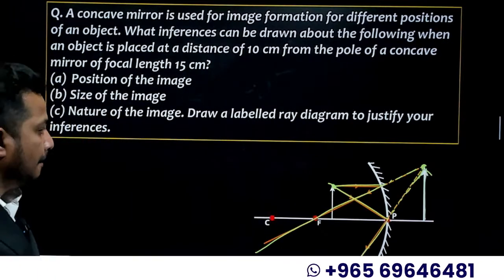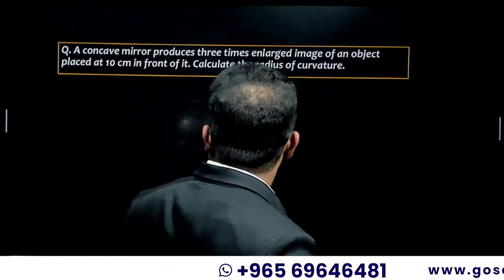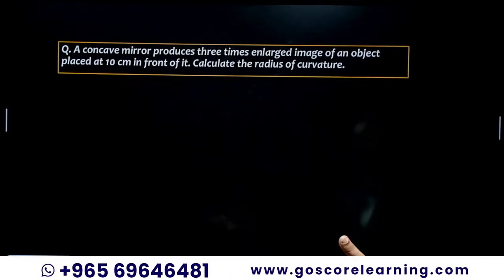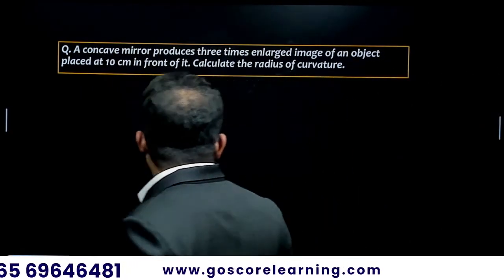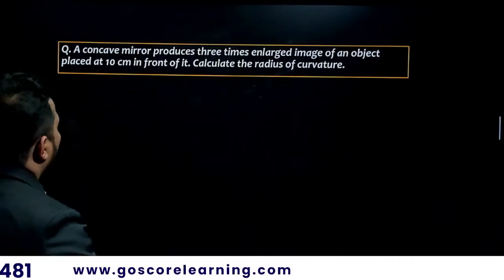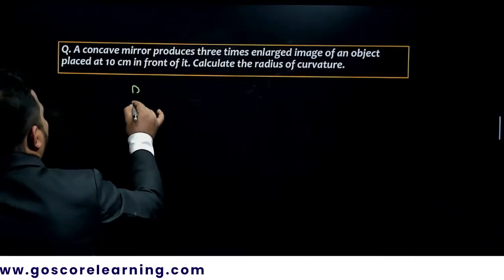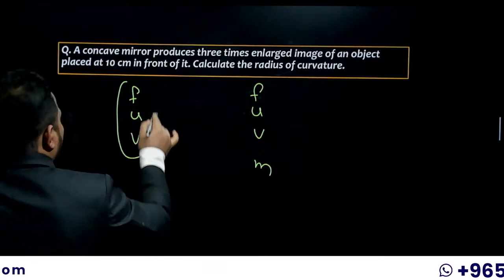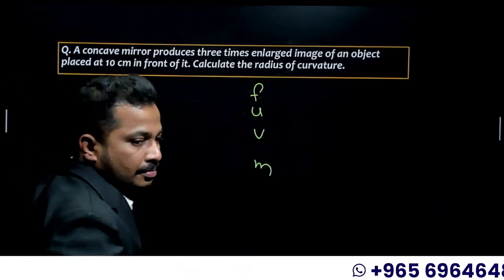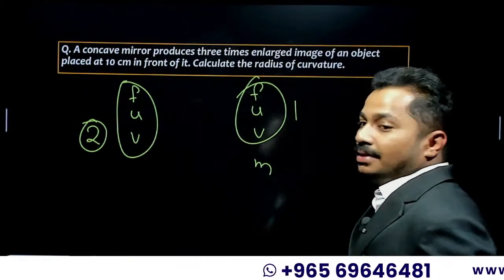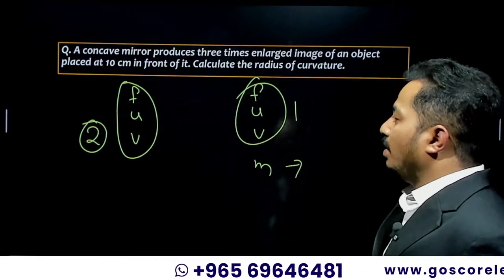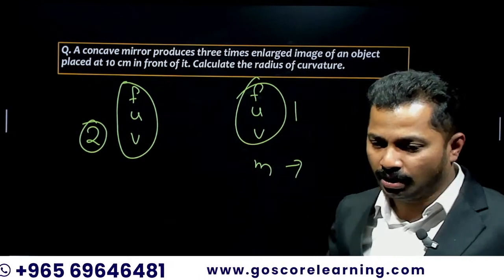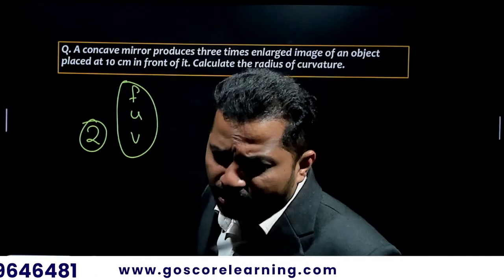Okay, fine. Next question. A concave mirror produces a 3 times enlarged image of an object placed at 10 centimeter in front of it. Calculate the radius of curvature. Here the question type is the same. I mentioned before there are 2 types of question: F, U, V and M. Out of the 3, any 2 will be given, or any 1 will be given and the magnification will also be given. So these are the 2 types of numerical asked from mirrors, and we have already explained both today.